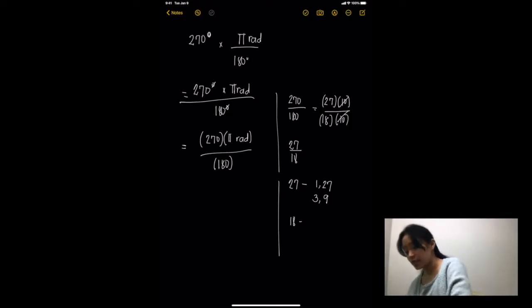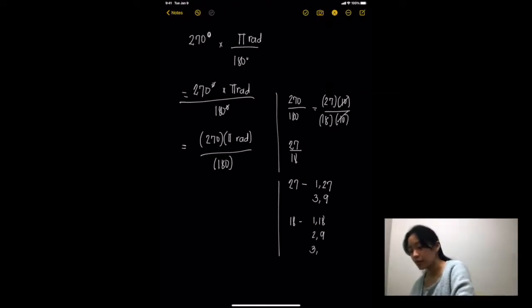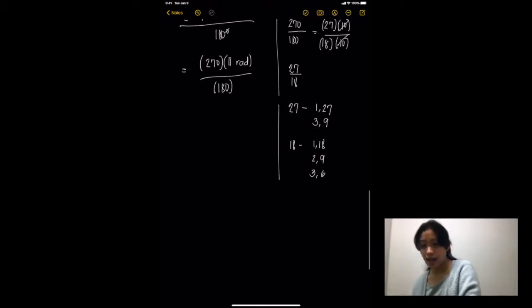So the factors of 18, I'm starting from 1. If you notice, I'm starting from 1 to just 10 is okay, because I'm trying to get the factors of each of the components of our fraction. So the factors of 18 would be 1 and 18. What else? 2 and 9, 3 and 6. How about 4? No, it's not divisible by 4. 5? No. 6 and 3, 7, 8, 9 and 2.